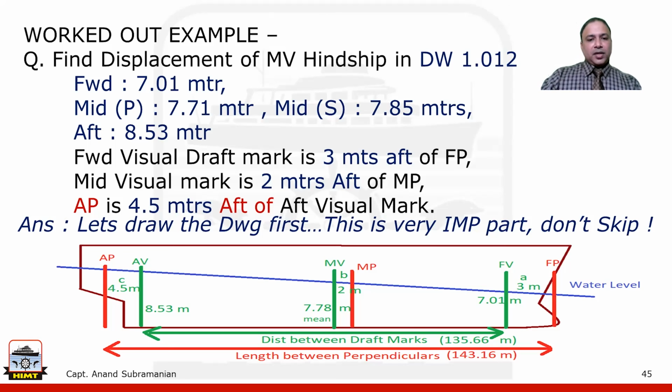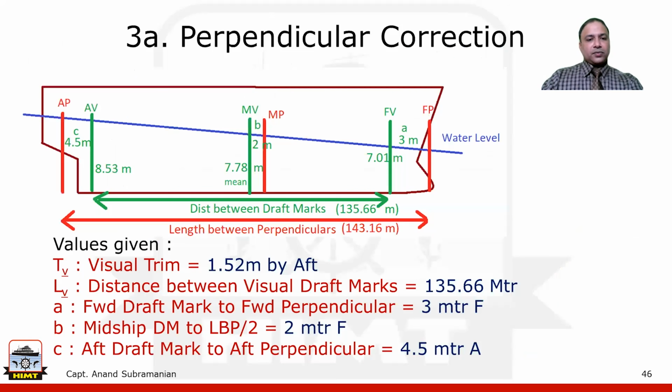If you subtract 3 meters and 4.5 from there, we will get the distance between the draft marks. The length between perpendiculars of MV Hinship is 143.16. 143.16 minus 4.5 minus 3 meters, we get 135.66. So now we have all the values required for finding the perpendicular corrections. Let's get on with that.